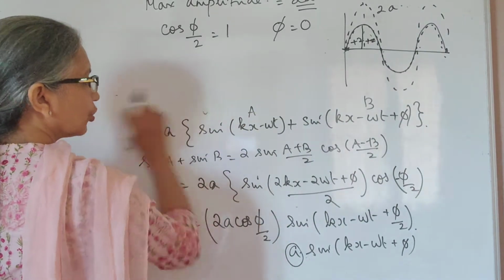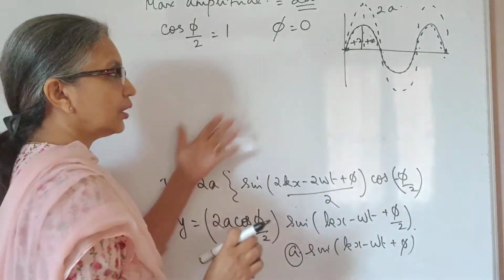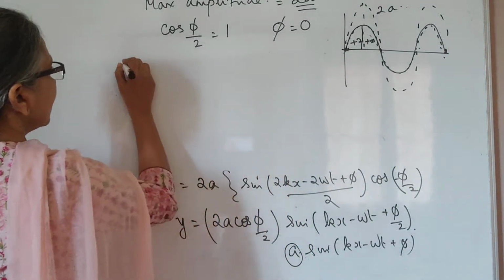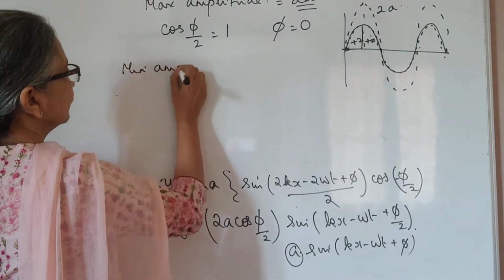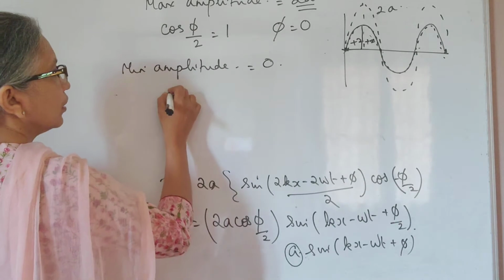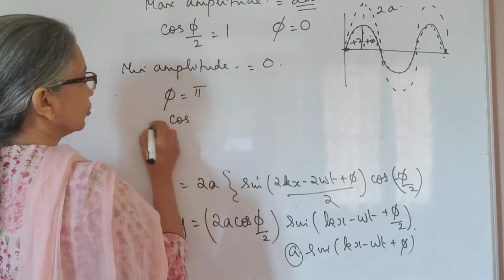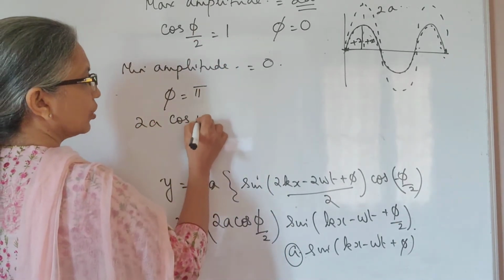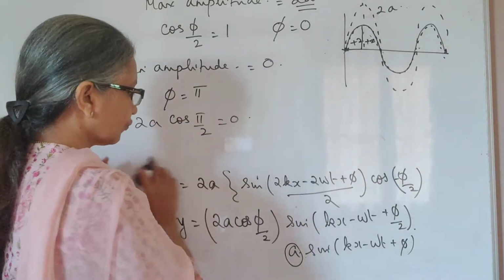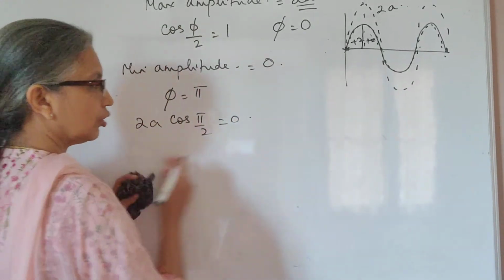On the other hand, you can also have destructive interference where the two waves completely null each other, which means you have, let's say, minimum amplitude, which is 0. This can happen when phi equals pi, which means cos phi by 2. So the amplitude is 2a cos phi by 2, which is pi by 2, which is going to be 0 because cos 90 is 0. So if you have two waves that maintain a phase difference of 180, pi, let's see how they look.